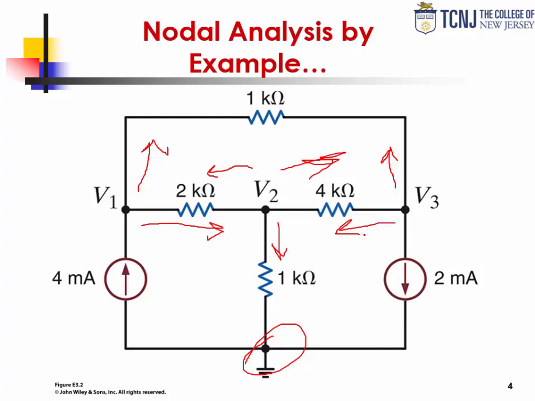And of course, when you have a constant current that you know is not going out of the node, but actually in that direction into the node, then we write it as a negative quantity.